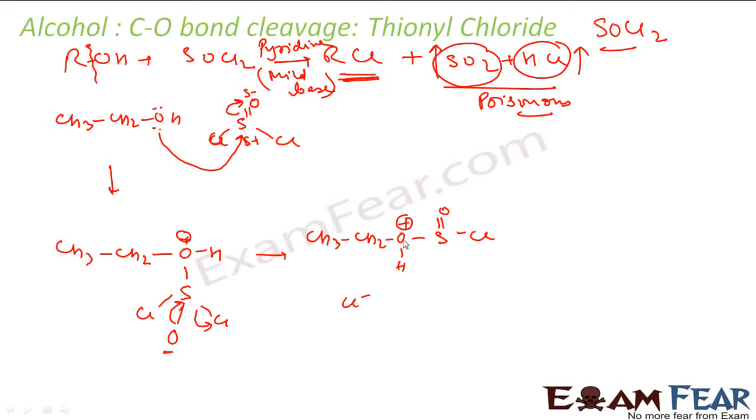Now this oxygen will have a positive charge, it won't like that, so hydrogen will come out, and we'll say oxygen will take care of the positive charge, right? H plus will come out. This is what we have seen. So with this, what you get is CH3CH2Cl, and this SO2 gas will also come out, and this chlorine will join this guy, Cl plus SO2, and this H plus and Cl will combine to form HCl, and this is what you will get.